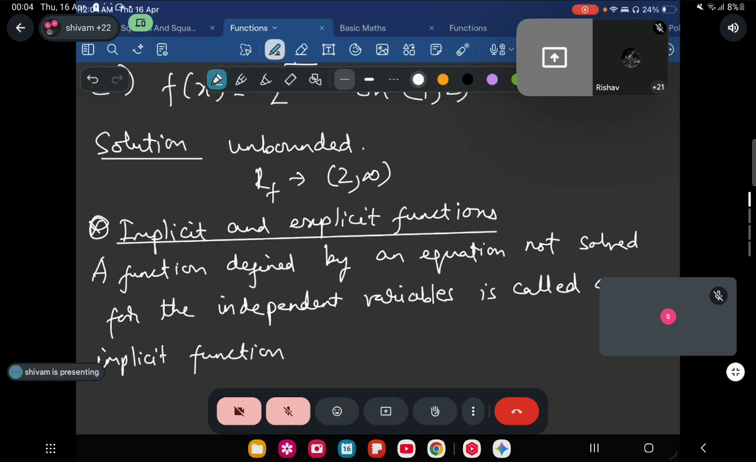For example, x cube plus y cube is equal to 1. See, it is not solved for y or x. This defines y as an implicit function.